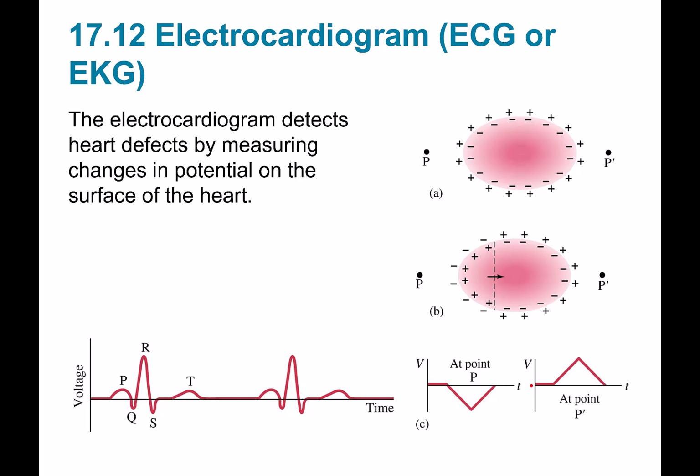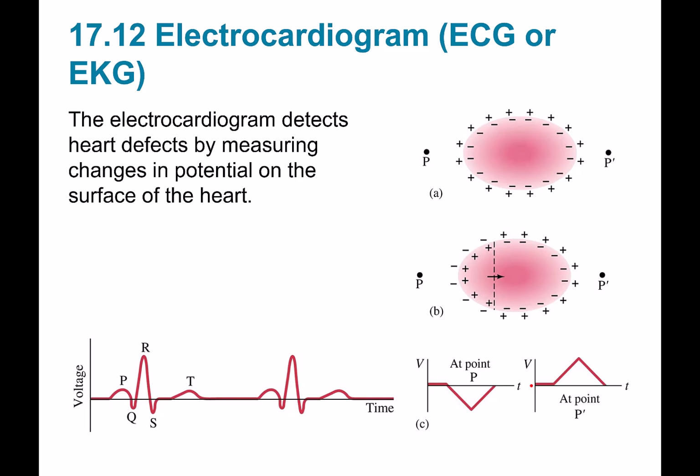So we wanted to look at how the electrocardiogram works. The electrocardiogram detects heart defects by measuring changes in potential on the surface of the heart. This is the main application that we think will be good for biomajors to understand. Each time the heart beats, changes in electric potential occur on its surface that can be detected using electrodes. These are metal contacts that are placed near the heart and are attached to the skin.